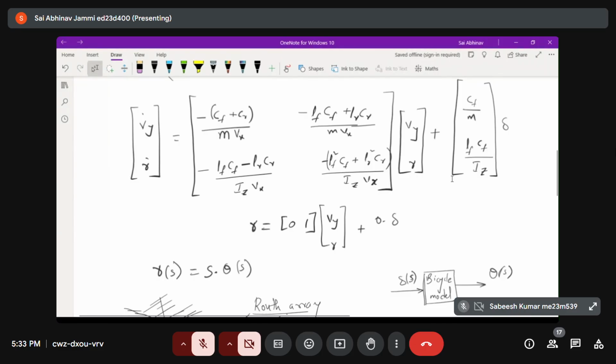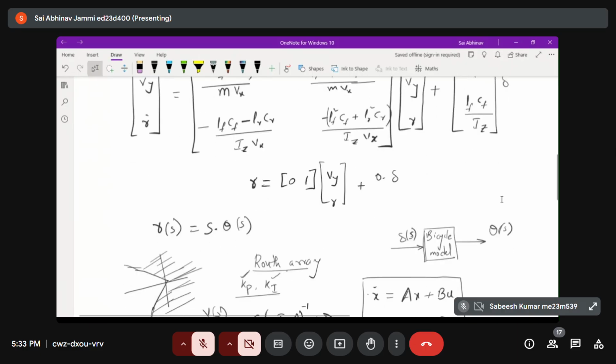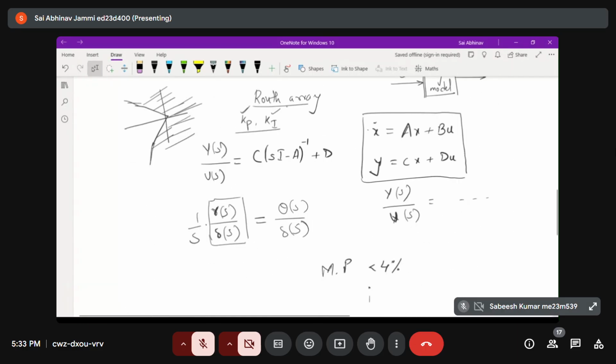So in this one week, try to construct the transfer function. Next week I think I'll show you the actual transfer function, and then we'll try to design the PI controllers together.